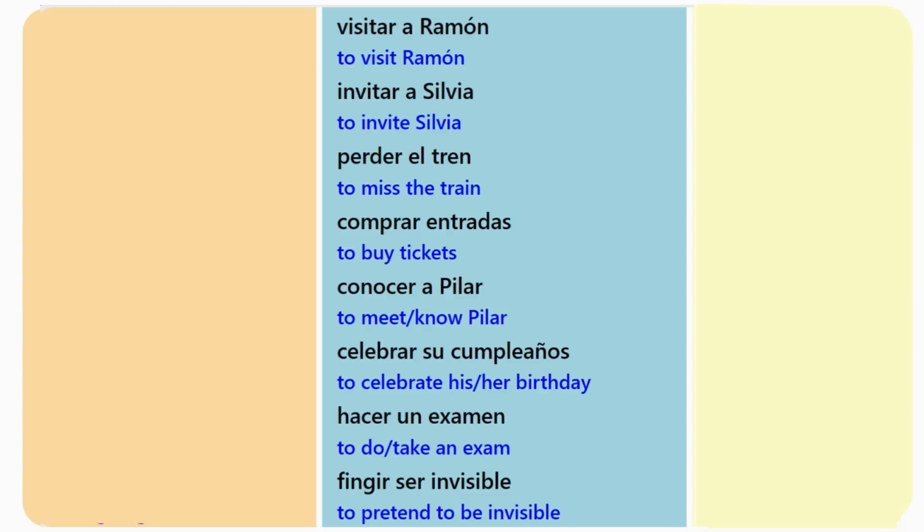Next we have perder el tren. Perder el tren, well, it literally means to lose the train. But we would say to miss the train. But more literally, it's to lose the train. So a child might say to lose in the literal sense if it's their toy train. But we would normally be talking about missing the train. Perder el tren, to lose the train, to miss the train.